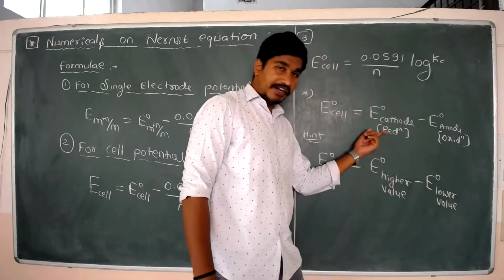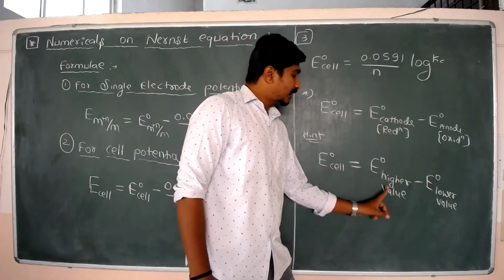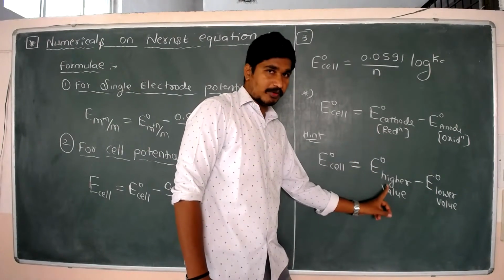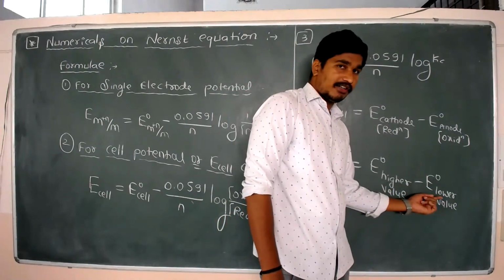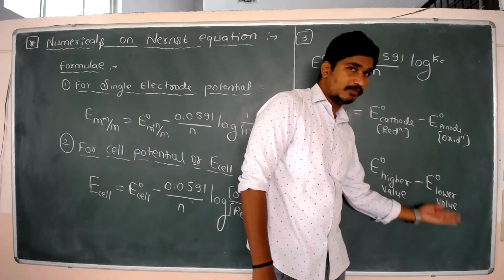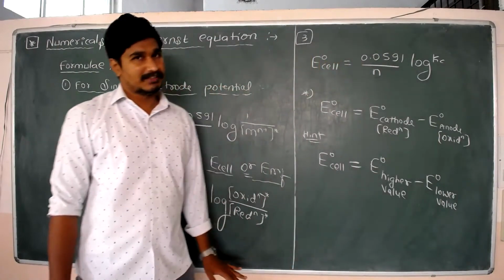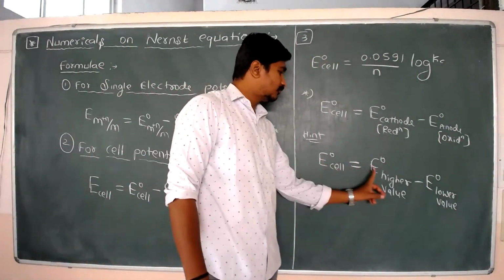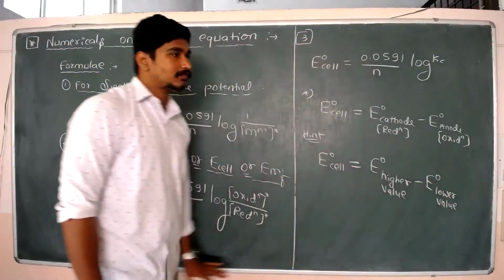Higher value undergoes reduction only. The elemental ion which has the higher E naught value, the standard reduction potential value, undergoes reduction only. If the metal has a lower SRP value, standard reduction potential value, it undergoes oxidation only. That we have discussed in the electrochemical series. Same: E naught cell is equal to E naught of higher value minus E naught of lower value.